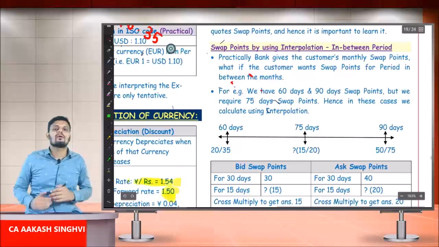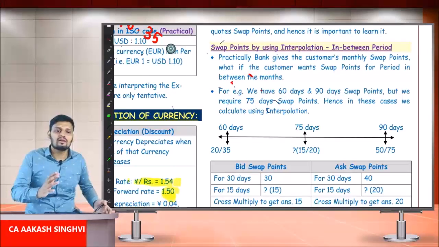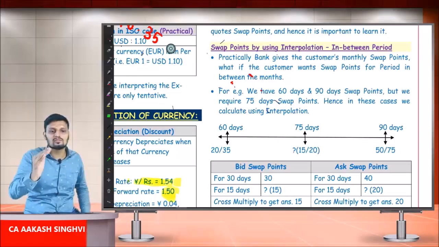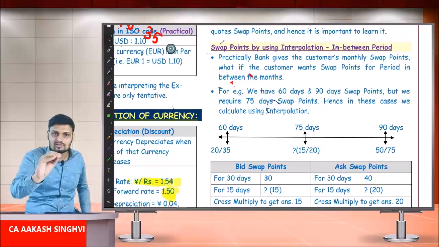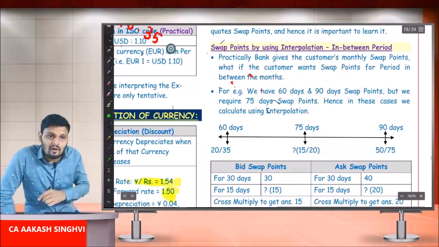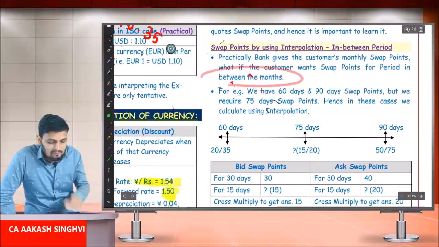Sir, what are monthly swap points? The bank will tell you the 1 month swap point is this much, the 2 month swap point is this much, the 3 month swap point is this much, the 4 month swap point is this much. But what if the customer wants swap points for a period in between the months?